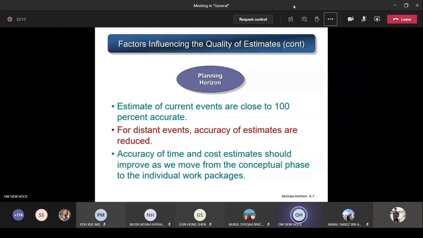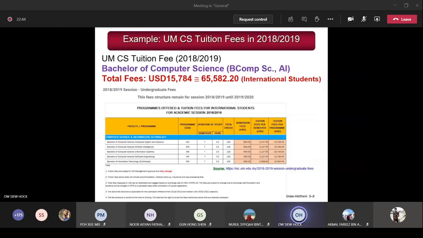Accuracy of time and cost estimates should improve as we move from the conceptual phase through the individual work packages. So when you come down, remember the highest level, the first phase is called the conceptual phase. You try to form the idea first, then slowly you break down into all the small parts, which you learn in your WBS or PBS, and then you go down to the lowest level, which is called the work packages. When you come down to the lowest work packages, that's the smallest part, then you can do a good estimation for this.